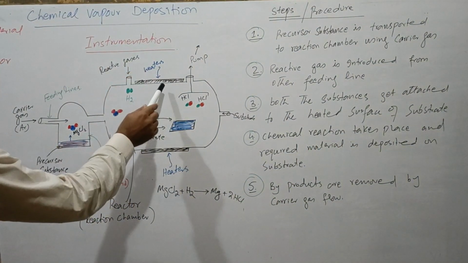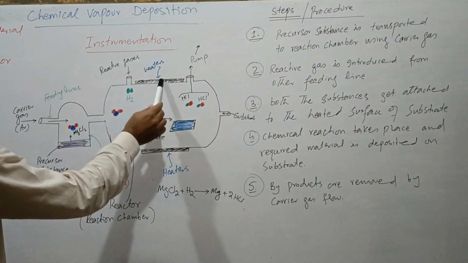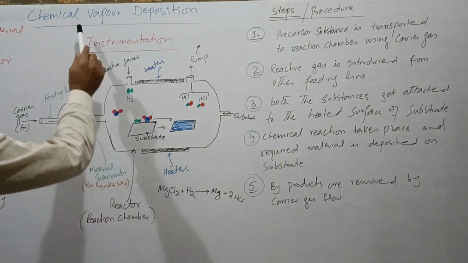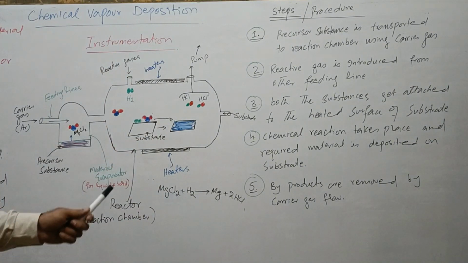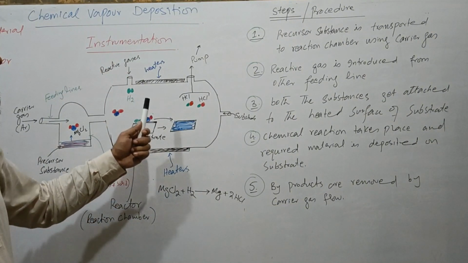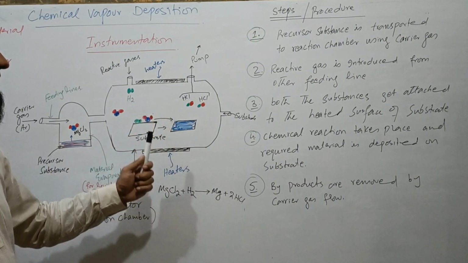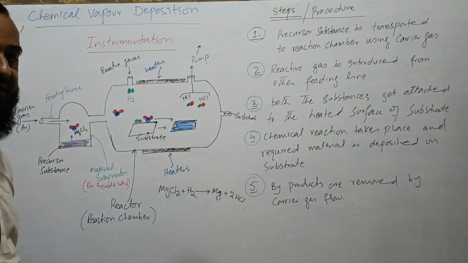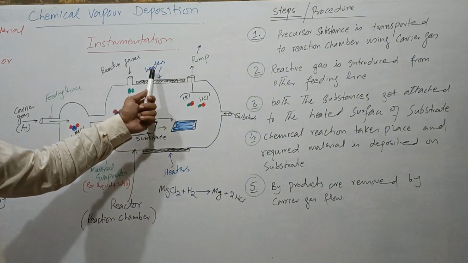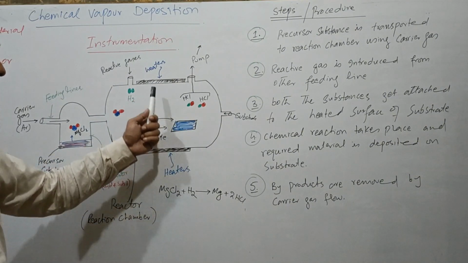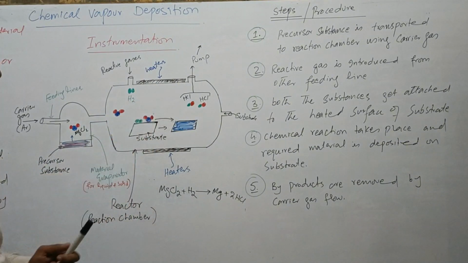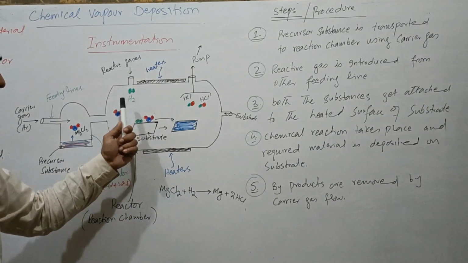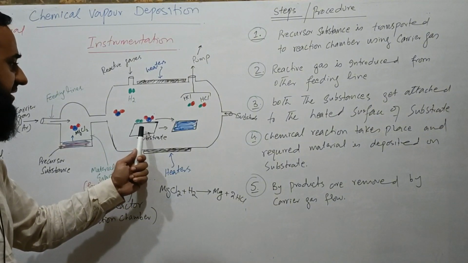As the instrumentation shows, these walls are provided with heaters. So we call it a hot walled CVD instrument. In a cold wall CVD instrument, we do not use heaters. Instead, we use heating coils which are attached to the substrate directly. In this method, we are using heaters, so these provide homogeneous heat to the substances present in the reaction chamber. So in the third step, both the reactants get attached to this heated surface.